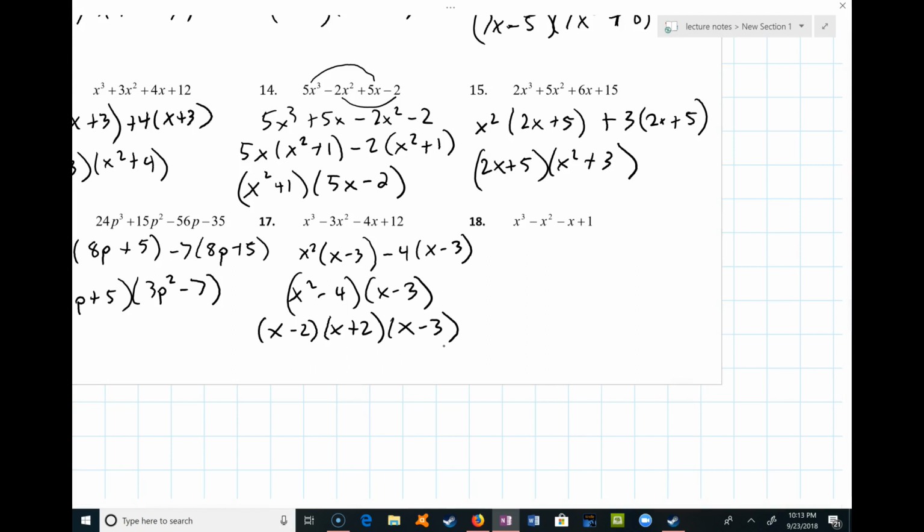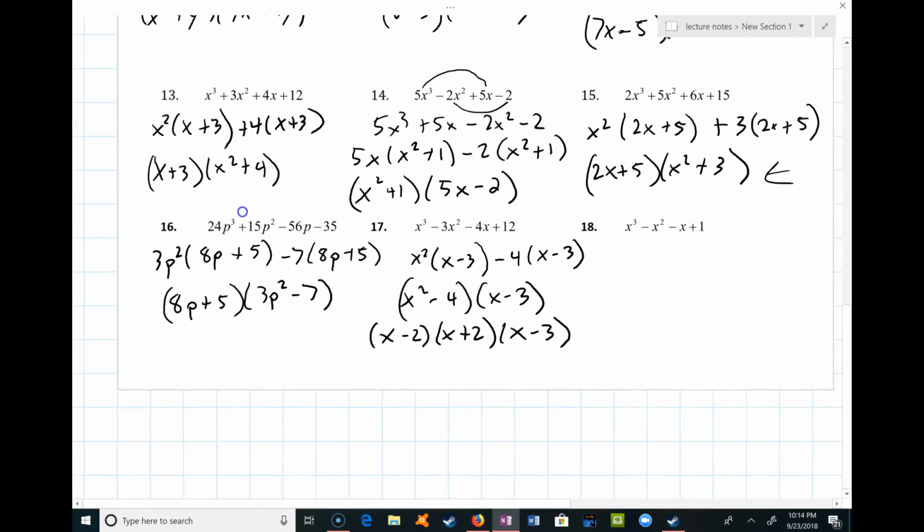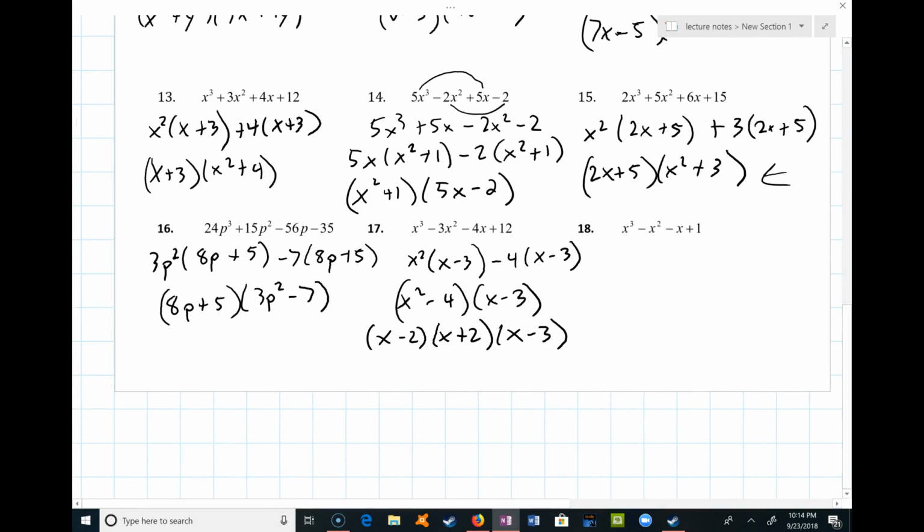So even in the grouping method, you always have to check to see if there's any other factoring I can do. Notice we got close up here. We got this x squared plus 3, but that's not factorable because it's not a difference of squares, it's the sum of squares. Well, the 3 isn't a square anyway, but like over here, the x squared plus 4, you might be tempted to think that's factorable, but again, because it's not a difference, it doesn't work. There's a difference of squares factoring pattern, but not a sum of squares factoring pattern.